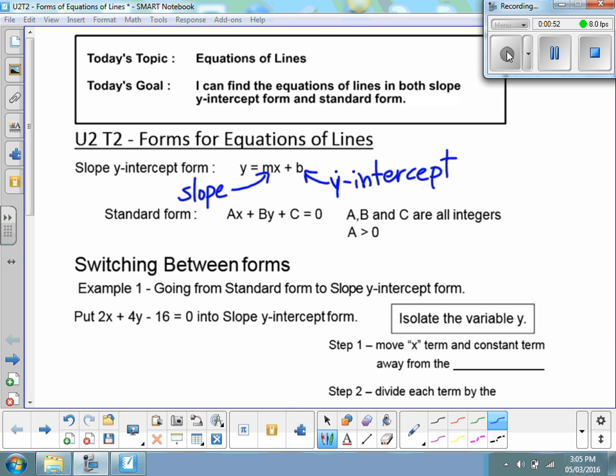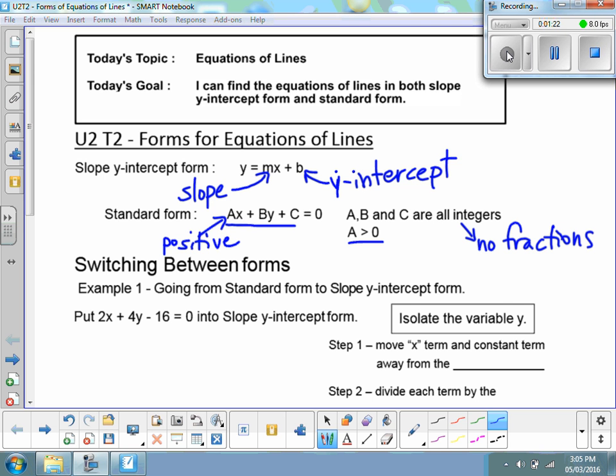In standard form, notice that everything is on one side equal to 0. A, B, and C are all integers, so that means no fractions when it's in standard form. And A is greater than 0, so when you write it, whatever number is in front of x has to be a positive value.